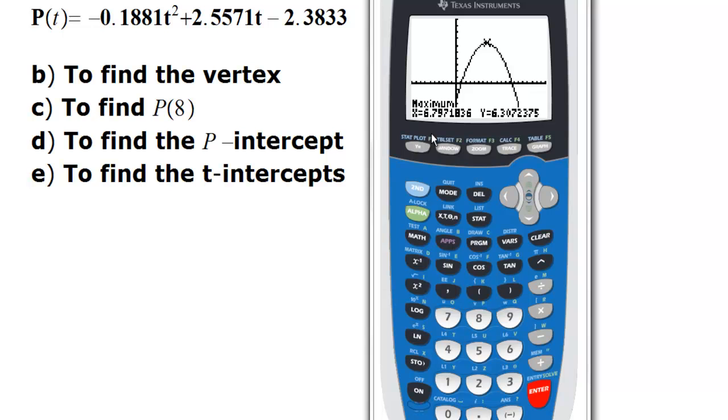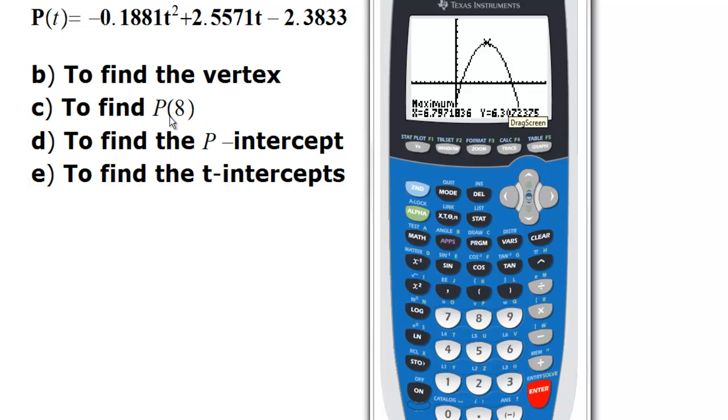And where does the maximum occur? The maximum occurs at x equals 6.8. Yes, that's correct. And the maximum value is approximately 6.31.